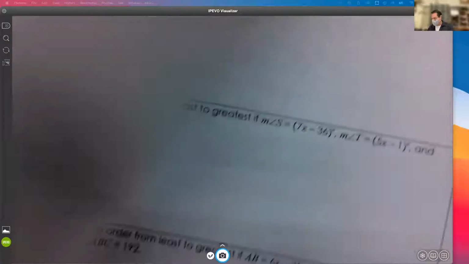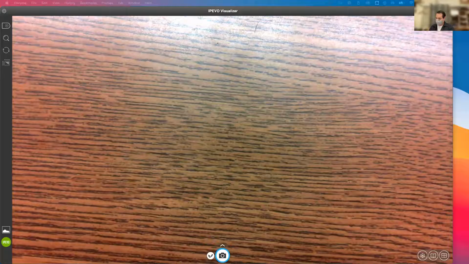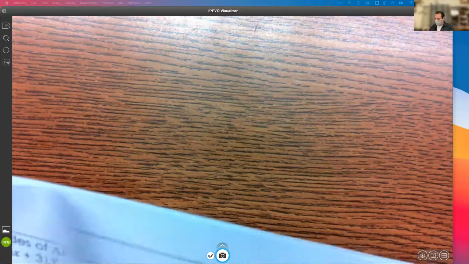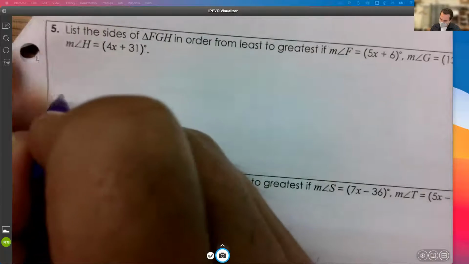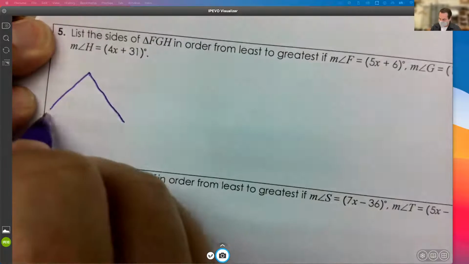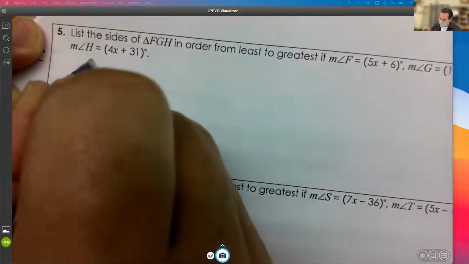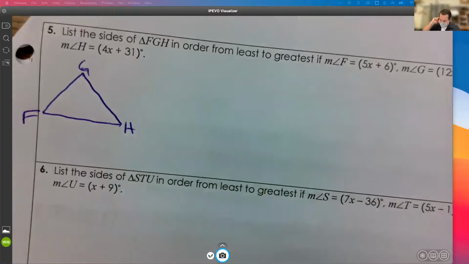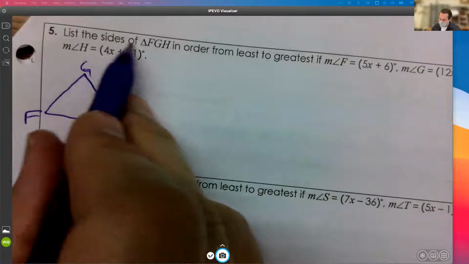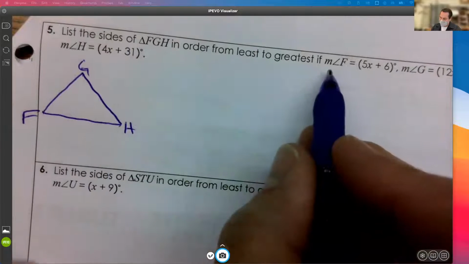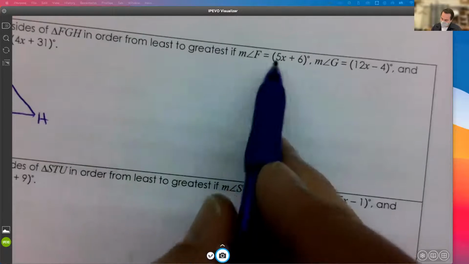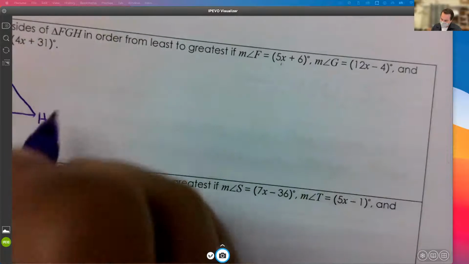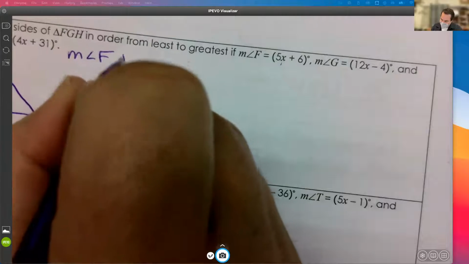Two more ways we're going to look at this same concept of inequalities in triangles. Please go to the second to last page, starting on problem number 5. We're given triangle FGH. And what we're trying to list is the sides in order from least to greatest. But they give us the angles in algebraic expressions. What do you know about the angles in a triangle? They add up to 180.